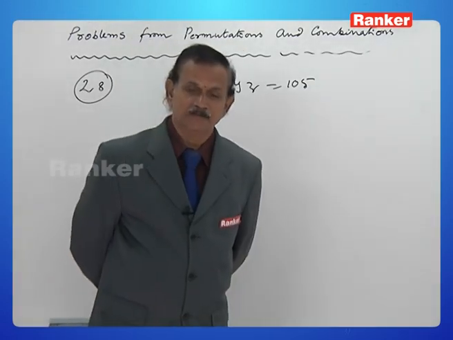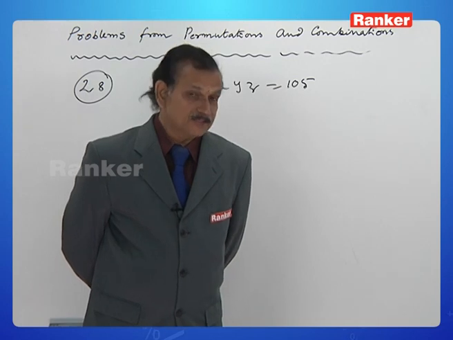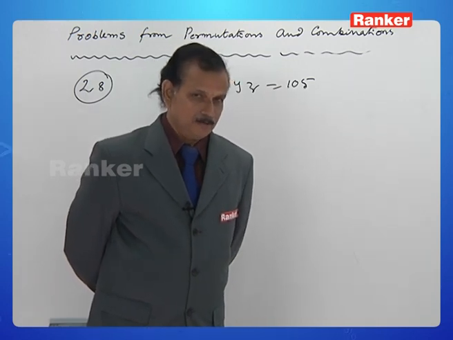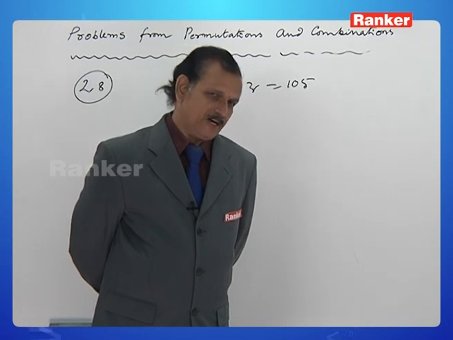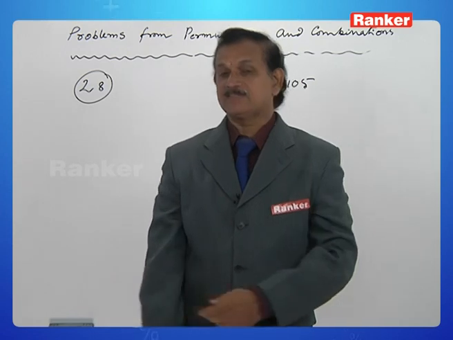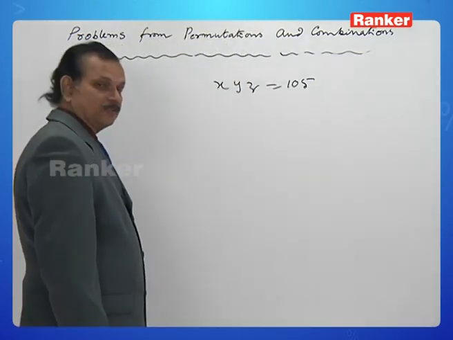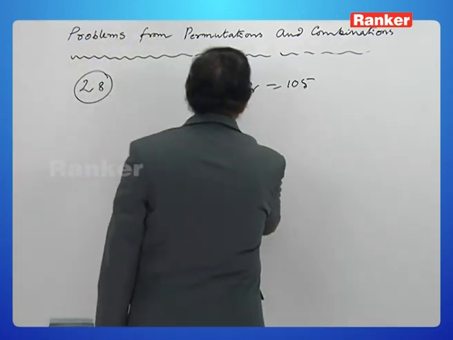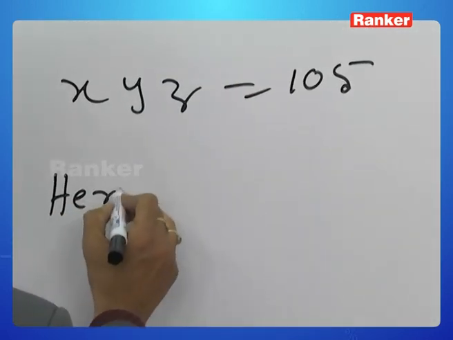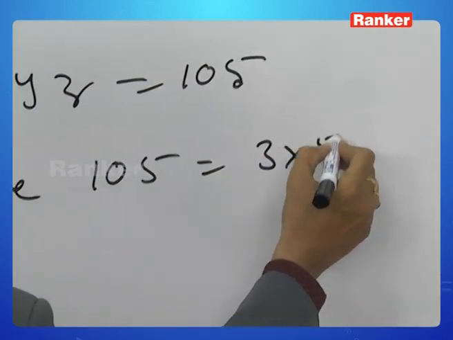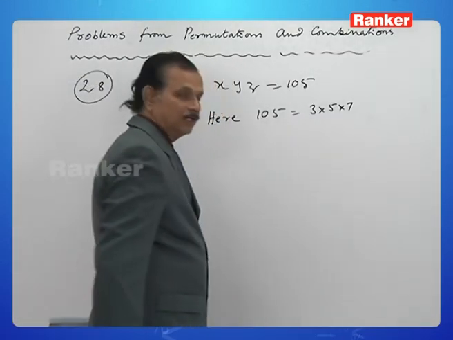Is equal to 105. Positive integral solutions of the equation we want to have. So x, y and z, all of them are supposed to be positive. First of all, let us observe the canonical form of 105. What is 105? 105 is equal to 3 into 5 into 7.